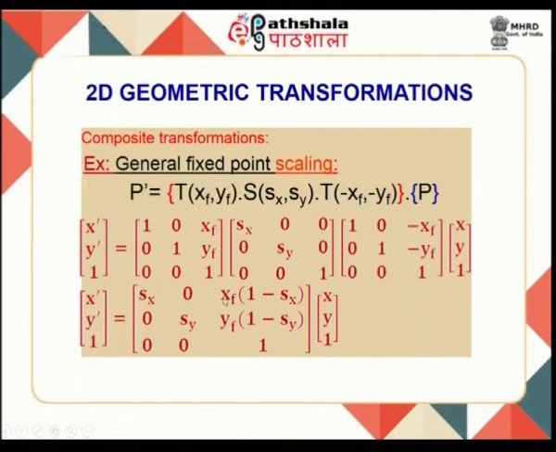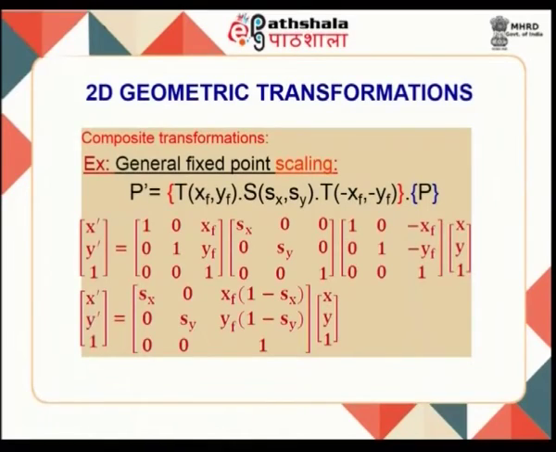So, that is how we get the composite matrix. This composite matrix represents the general fixed point scaling. That means you can perform scaling with respect to any general point in space. So, if you take the origin as your fixed point, for example, x f and y f become 0 and 0, and the elements in the third column become 0 and 0. That is how this is a more generic matrix for scaling.